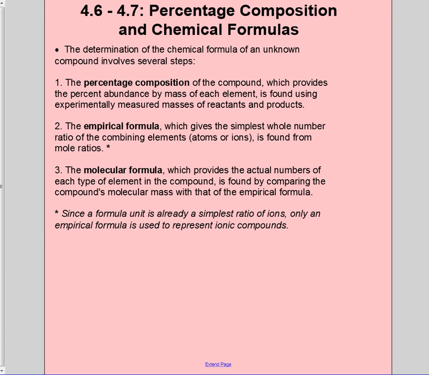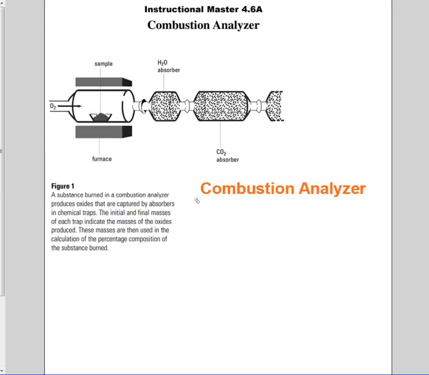Percentage composition, we already know, is percent abundance by mass of each element, and it can be found experimentally by measuring masses of reactants and products. I'm going to show you a little clip here of an instrument in operation called a combustion analyzer, and this little animation is going to help you understand how the percentages of hydrogen and carbon, at least in a hydrocarbon, could be determined by burning the sample.